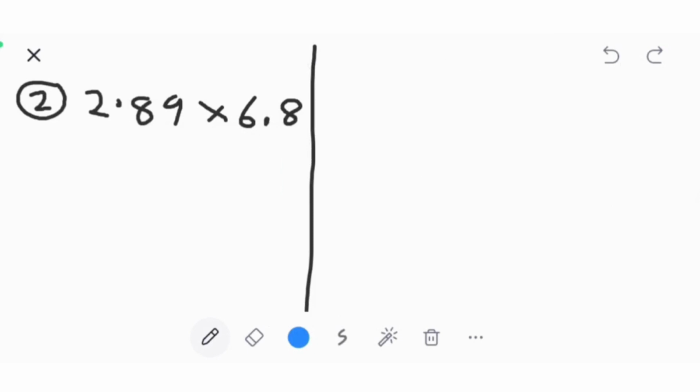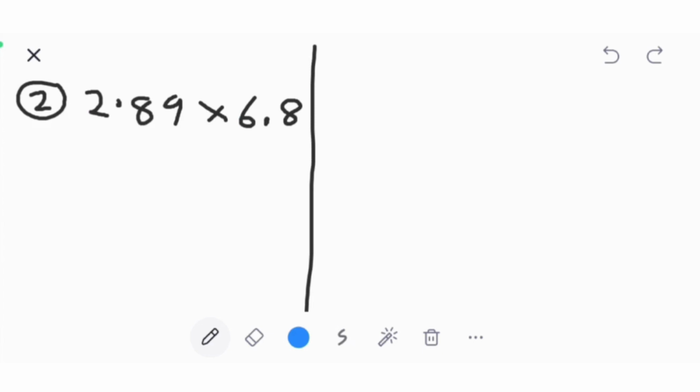We have 2.89 times 6.8. 2.89 has 3 digits, which are 2, 8, and 9. 6.8 has only 2 digits. So we can say that 2.89 has more digits than 6.8.